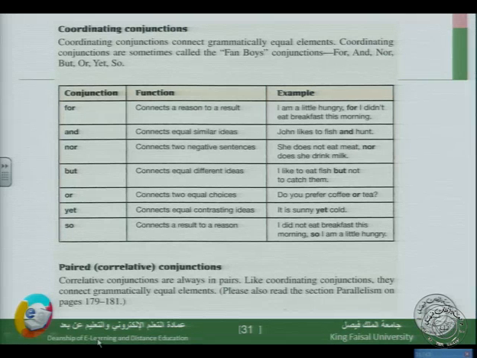If we, for example, look at here, John likes to fish and to hunt. To fish and hunt. Fish and hunt are verbs. So and is a conjunction, or coordinating conjunction, that joins two verbs together.